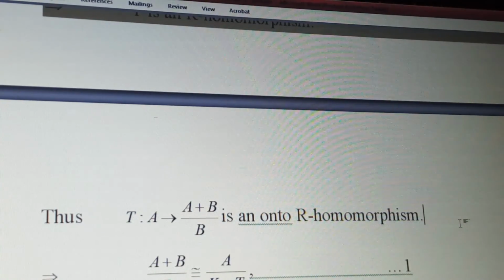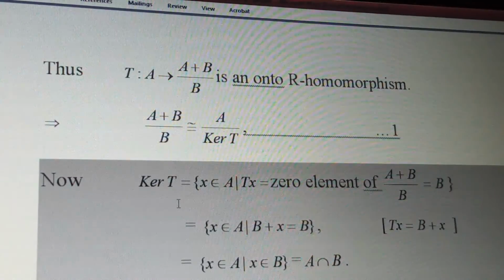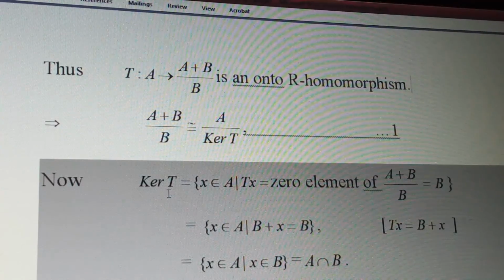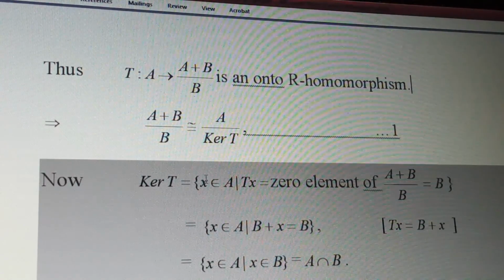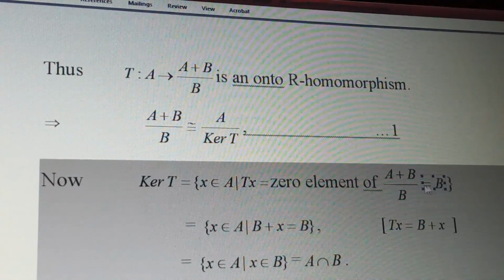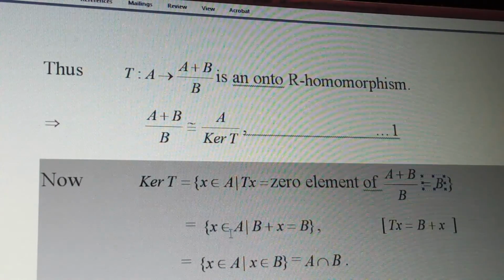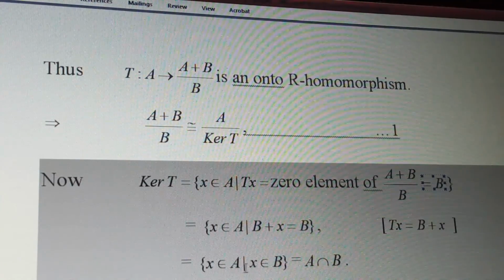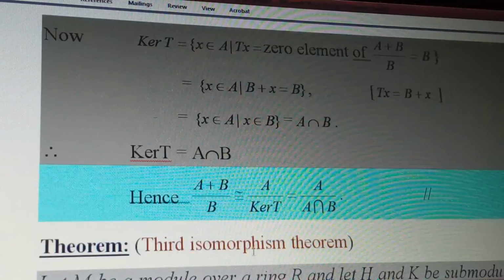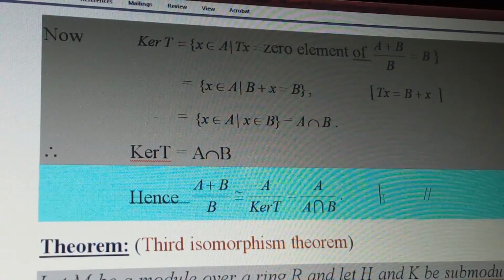An onto homomorphism means isomorphism. So (A + B)/B is isomorphic to A/kernel T. This is equation one. Now we show that kernel T is equal to A ∩ B. This is the definition of kernel T: T(x) is equal to 0, where 0 means B, the zero element of the quotient module (A + B)/B. So x belongs to A and B + x is equal to B, and this condition shows x is an element of B. Here we get two conditions: x is an element of A and x is an element of B. This implies x is an element of A ∩ B, meaning kernel T is equal to A ∩ B. Substituting this value in equation number 1, we get the result, and this is the final result.